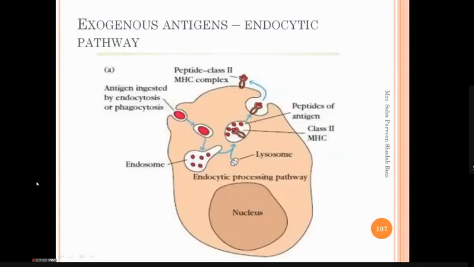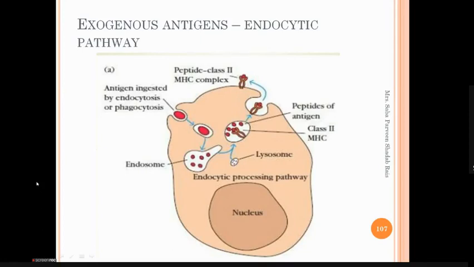Now we will see the other pathway, that is the exogenous antigens. Exogenous means the antigens which are roaming outside the cell. They are not coming inside the cell. But it is not like that, if they are not entering the cell, they are left free to go, roam, and produce whatever harm they want to produce. It is not going to happen. For that, we have the different levels.